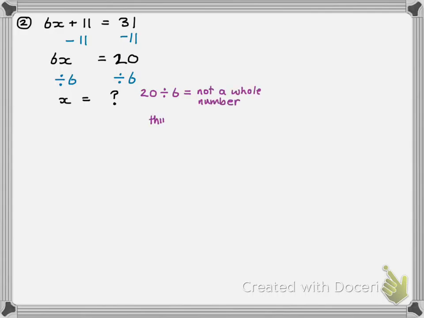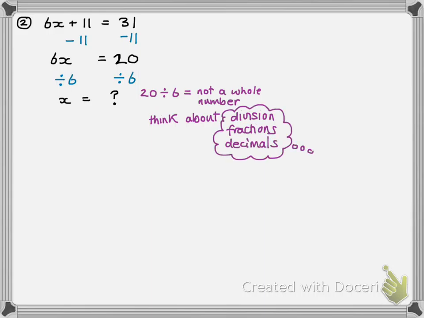We have to do a bit of thinking. What else do we know about division? We know it's linked to fractions. We know the answer maybe is a decimal. So, there's several ways that we could try working out the answer. Let's do it as a division first.